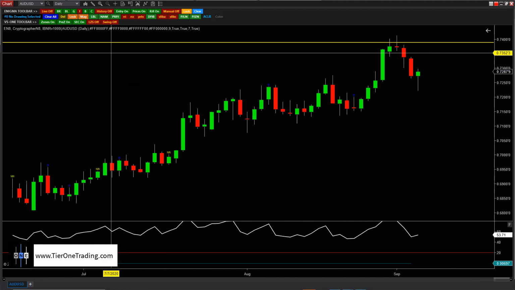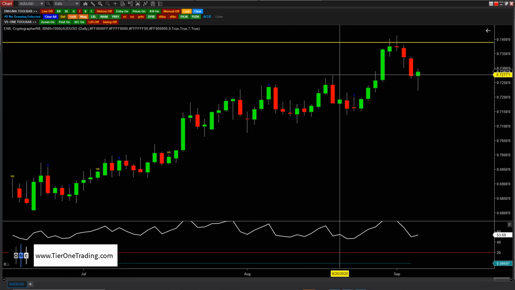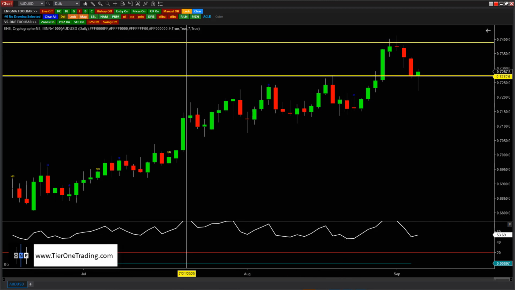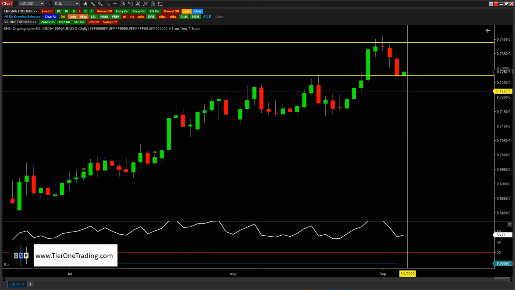Although I do think we can have a nice buying opportunity, because although we haven't broken this level of structure right here, we have broken this previous level of structure. We have come back to retest it. This is a very nice candle.